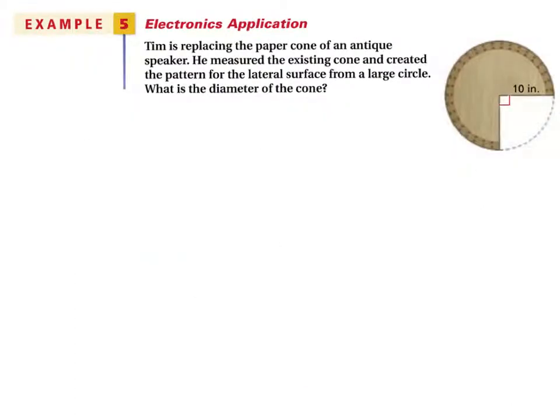And our last example. Tim is replacing a paper cone. This is three-dimensional. This is not a circle. Of an antique speaker. He measured the existing cone and created the pattern for the lateral surface area from a larger circle. What is the diameter of the cone? So he cut it, and then he got this. So we know the slant height here would be 10. So what do we know? We know that the lateral area, which is pi r l, this is the lateral area that he's unfolded. It's going to be equal to 3/4 of pi r squared.